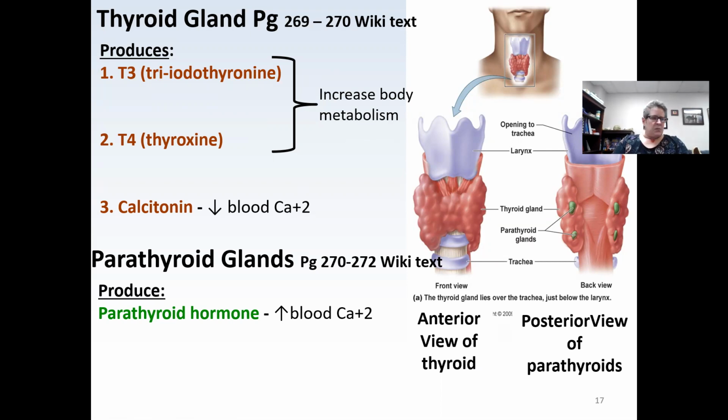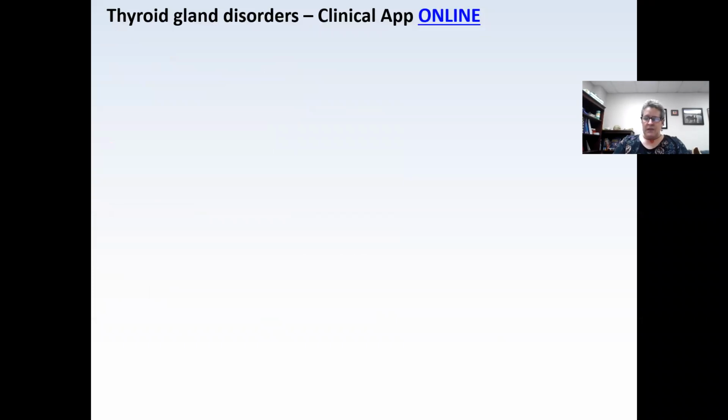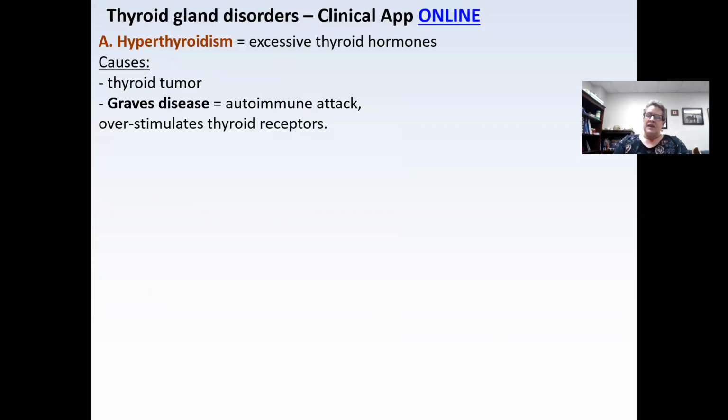But let's talk about some thyroid gland disorders because they are so common. We'll start with hyperthyroidism, excess thyroid hormones, excess T3 or T4, or both. Now, that could be caused by a thyroid gland tumor. It could be a problem with the hypothalamus. It could be a problem with the pituitary gland. It could also be an autoimmune attack where your antibodies stimulate the thyroid receptors excessively. And that autoimmune attack is called Graves' disease. So there's two things that can happen.